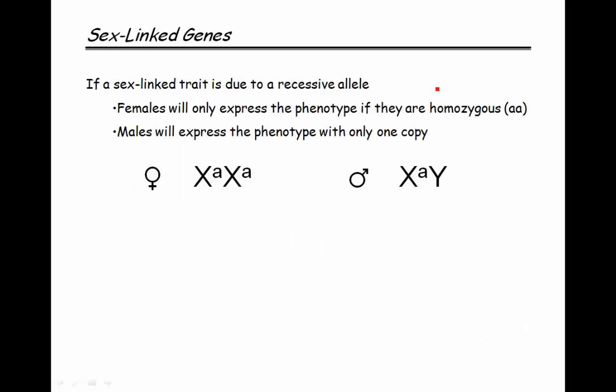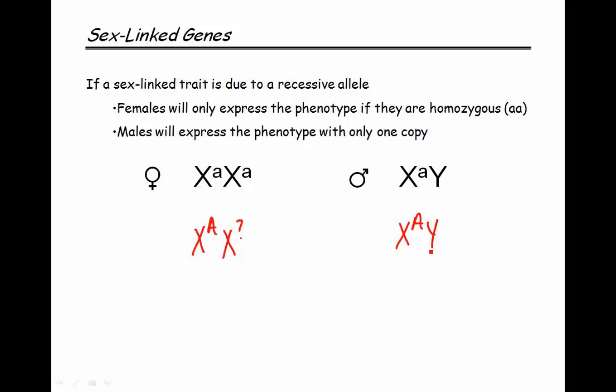Okay, so if you have a sex-linked trait that is due to a recessive allele, the females will only express the phenotype or only look recessive if they are homozygous. So they would have to have 2 copies of the little a, for example. So here we see that written. If the females have at least 1 copy of the capital version, then they're going to look dominant. Now the males, on the other hand, they will express the recessive phenotype with only 1 copy. So if a male looks recessive, you know for sure that this would be his genotype. If he looks dominant, then this would be his genotype.